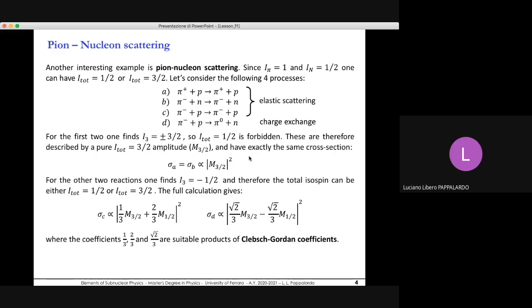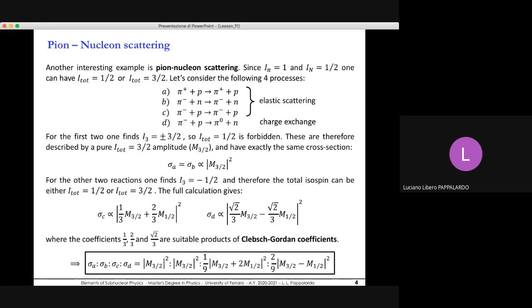What about the other two? For the other two reactions, one finds that the third component of isospin is minus 1/2, and therefore the total isospin can now have both values, 1/2 and 3/2. And so once you put in the full calculation with the Clebsch-Gordan coefficients, at the end you obtain these two expressions for the cross-section for the third and for the fourth reaction. The numbers that you see here, these coefficients, are of course the result of the product of suitable Clebsch-Gordan coefficients, the way we've done before in the previous example.